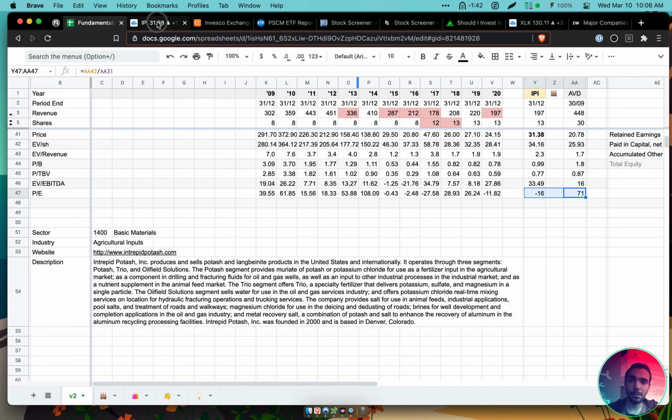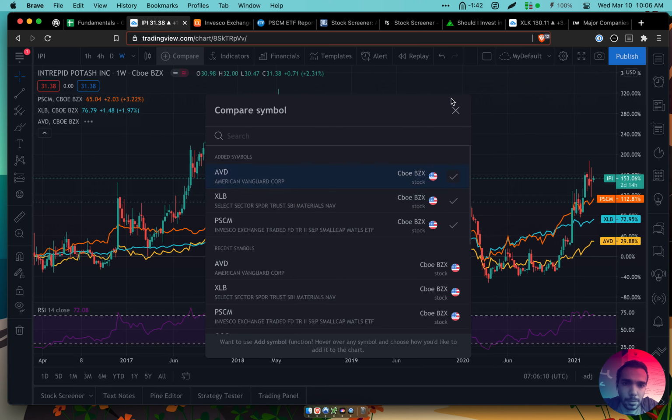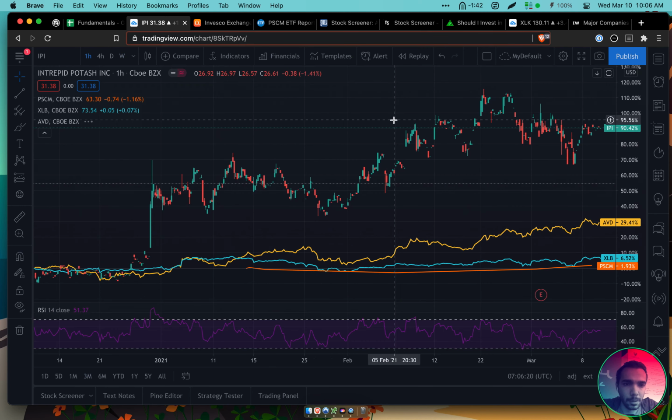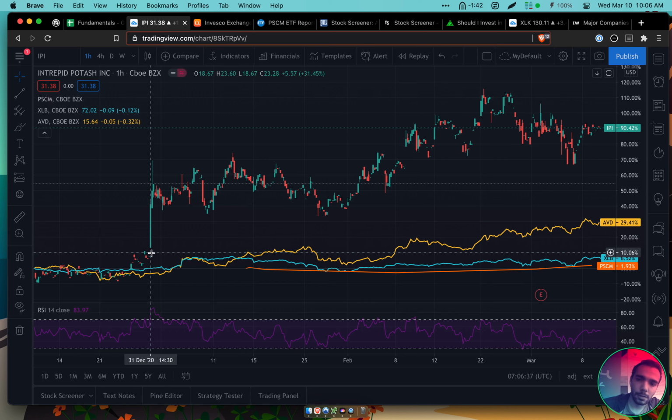It's pretty generous. Let's compare it to AVD here. Let's see what that's about. Yeah, similar trend, but not nearly as crazy as what happened to IPI. I really need to understand what on earth happened here. In December, December 31st, it's like the market just woke up and said, hey, this stock deserves more care and attention. Yeah, I don't know. I have no idea.